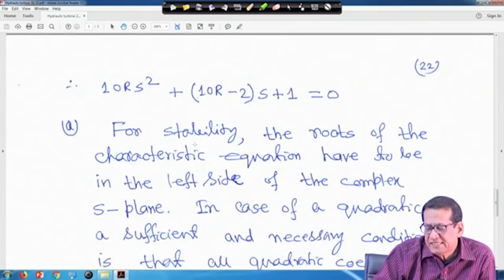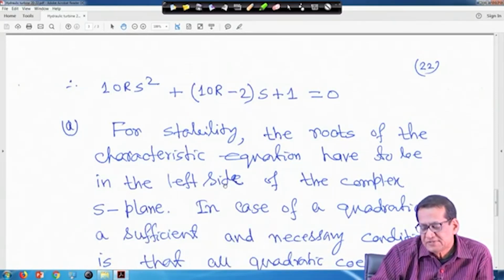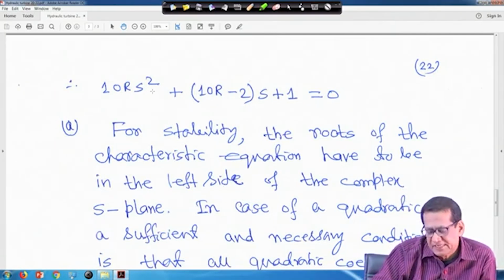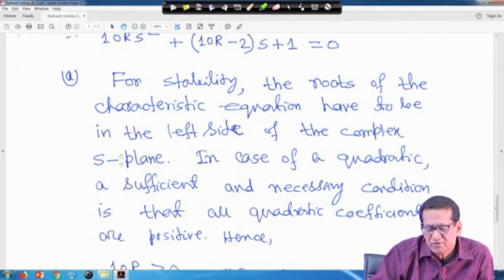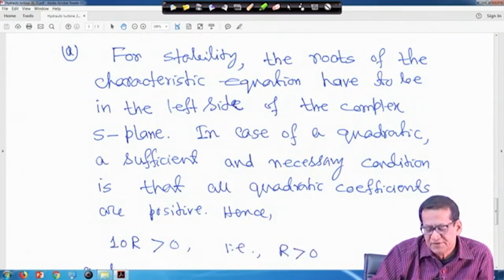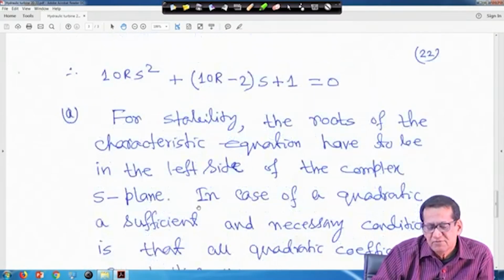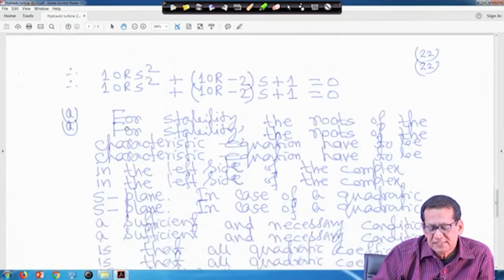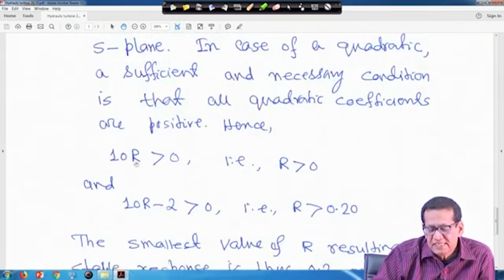Now, for stability, the roots of the characteristic equation have to be in the left side of the complex S plane. That means whatever roots you get, they will lie on the left half of the S plane, that is, the real part is negative, right. In the case of a quadratic, a necessary and sufficient condition is that all the coefficients are positive, right. So, the first is 10 r greater than 0, that is r greater than 0, right.